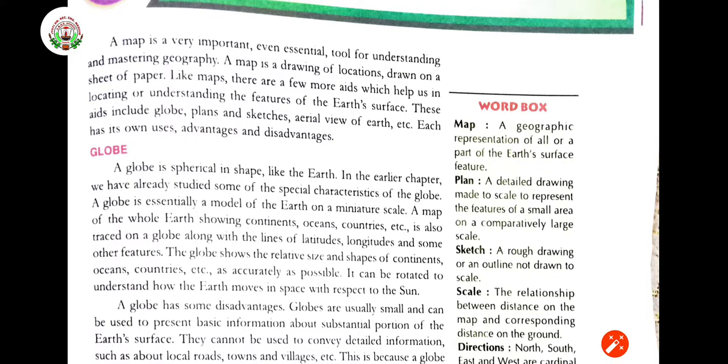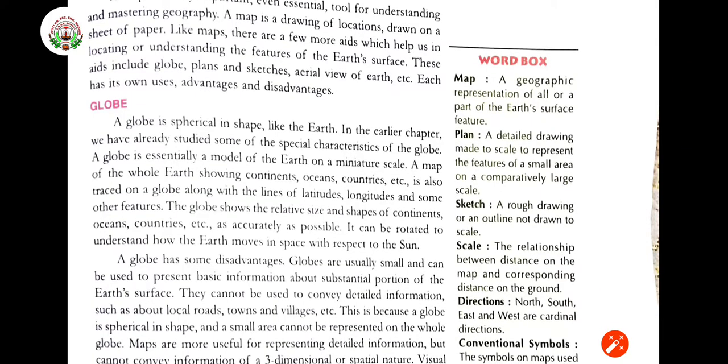A map of the whole Earth showing continents, oceans, countries, etc. is also traced on a globe, along with the lines of latitude, longitude and some other features. When you rotate the globe, you are going to see all these characteristics. The globe shows the relative size and shape of continents, oceans, countries, etc. as accurately as possible, right?